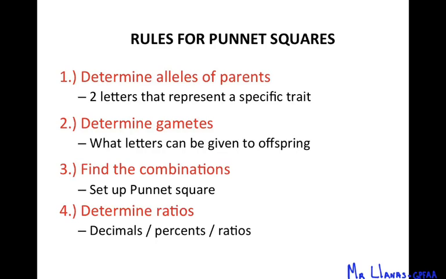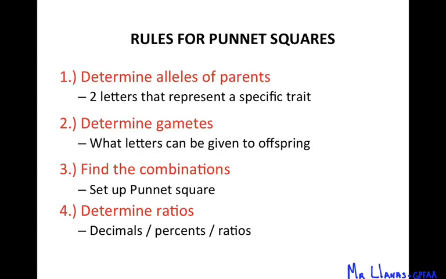But the third one, going back to the steps, is to find the combinations. This is when you set up your Punnett square, you actually do the Punnett square. Then number 4 is to determine the ratios. And you can give me the ratios in decimals, percentages, or just by numbers. Okay, and we're going to be talking about genotypic and phenotypic ratios.